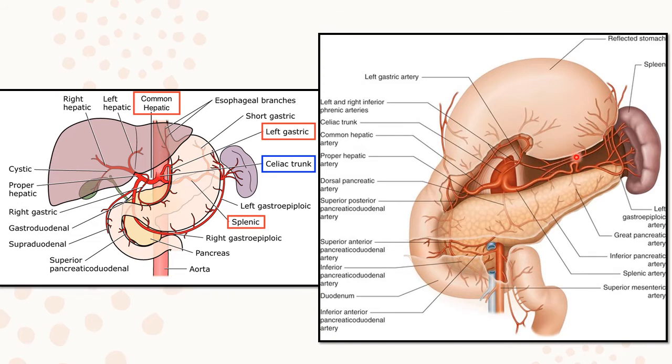It is also giving off this large branch, which is the left gastroepiploic artery, and this is going to anastomose with the right gastroepiploic artery along the greater curvature of the stomach. Over here the stomach has been reflected, so the anatomy over here is a little bit different from what you can see over here.